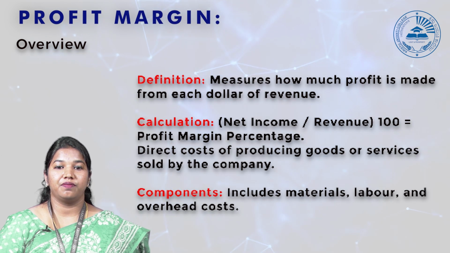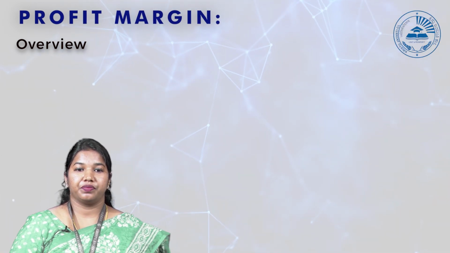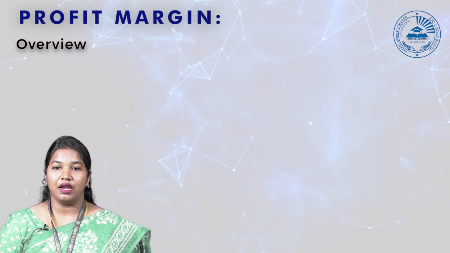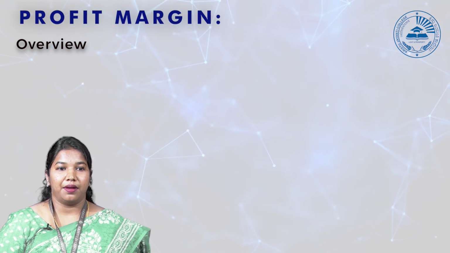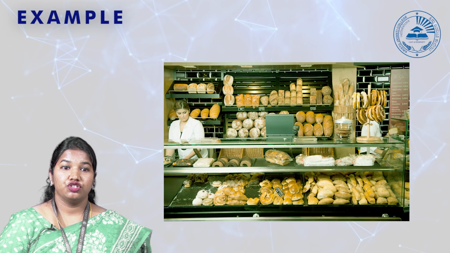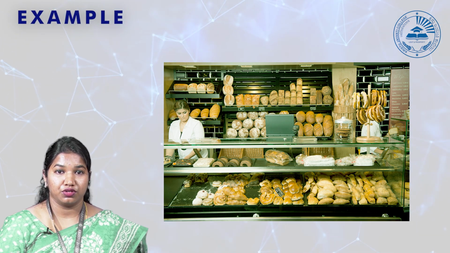So the direct cost of producing goods and services sold by the company is your cost of goods sold. Components include material, labor and overhead cost. Example for your bakery again: cost of goods sold can be the cost of flour, sugar, wages for baking. That is your cost of goods sold.